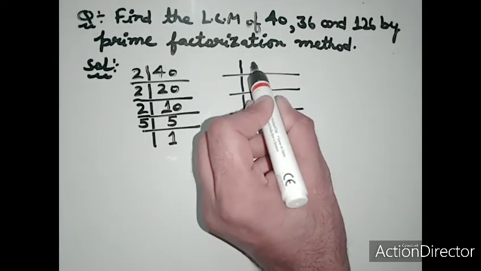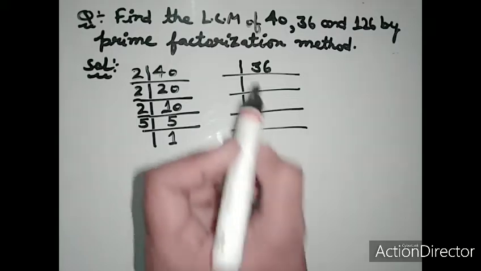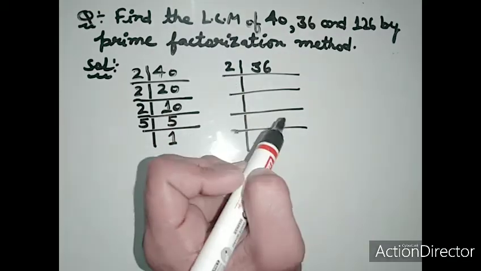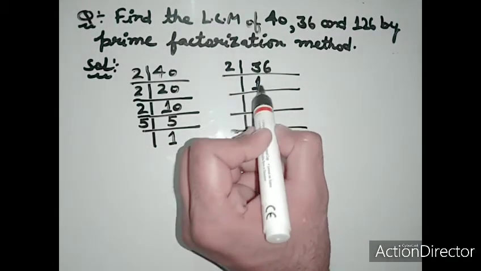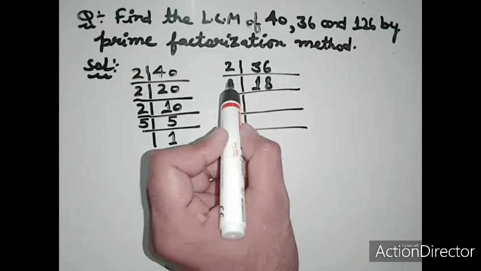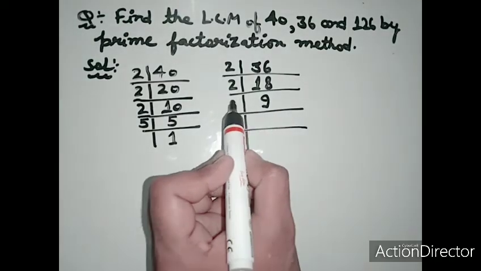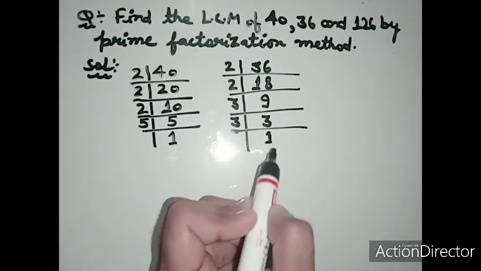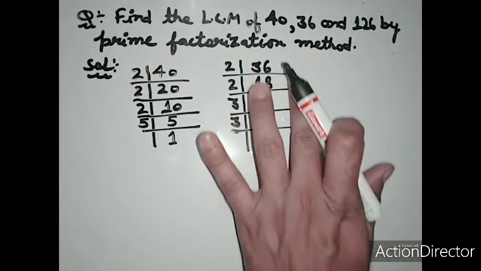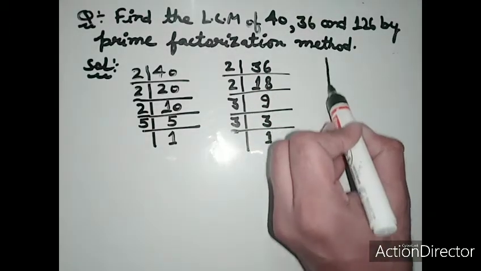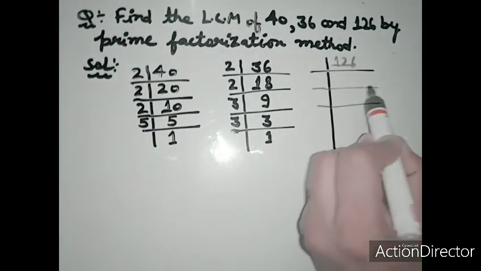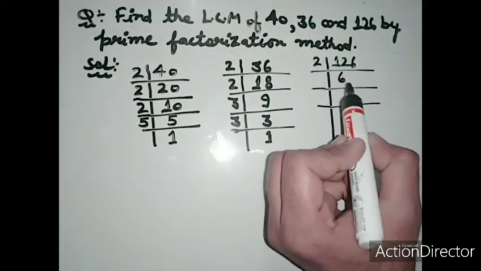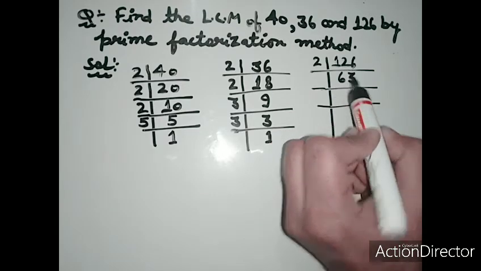Find the prime factors of 36. Now first we divide 36 by 2. 2 1s are 2 and 2 8s are 16. Now 2 9s are 18. Then 9 divided by 3. 3 3s are 9 and then 3 1s are 3. Now here first we divide 126 by 2. 2 6s are 12 and 2 3s are 6.